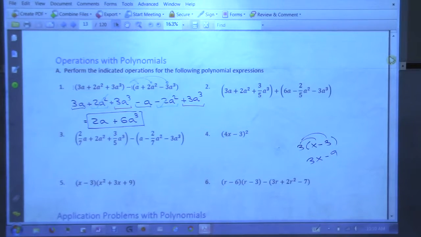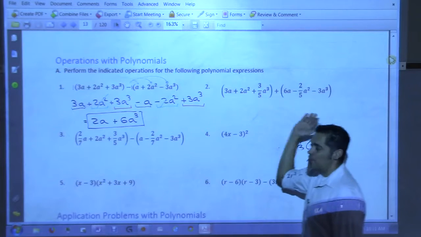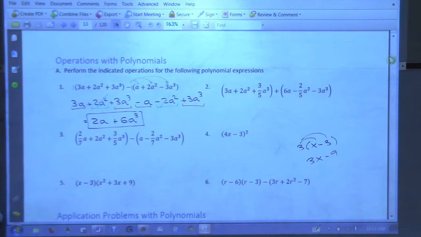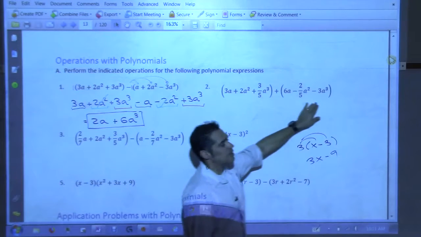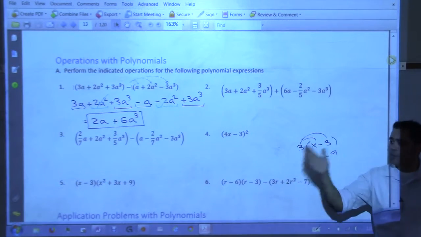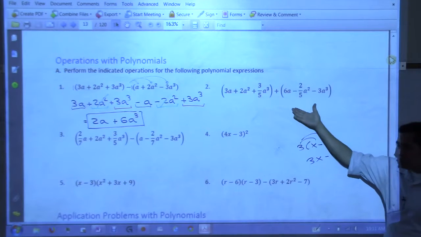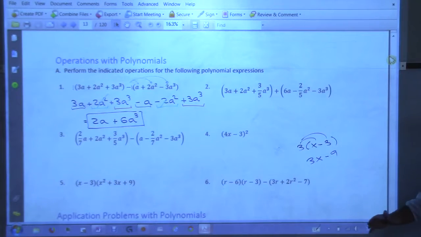Oh man, look at this one. It's got fractions in it, but that's okay. Can I clear the fractions? Can I multiply both sides by the common denominator? Can I? Do you see an equal sign in there? Do you see an equation? No. If there's no equation, you can't multiply both sides by the common denominator because there is no both sides. This is an expression. So there's no clearing of fractions.